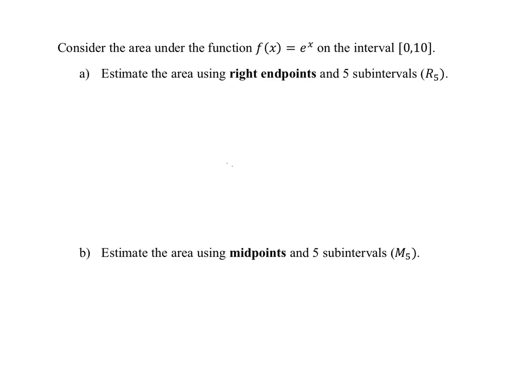Consider the area under the function f of x equals e to the x power on the interval 0 to 10. Part A, estimate the area using right endpoints and 5 subintervals. This is also called R sub 5. So it would make sense to start with a diagram or a picture.